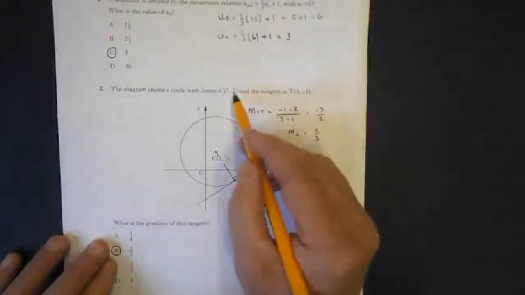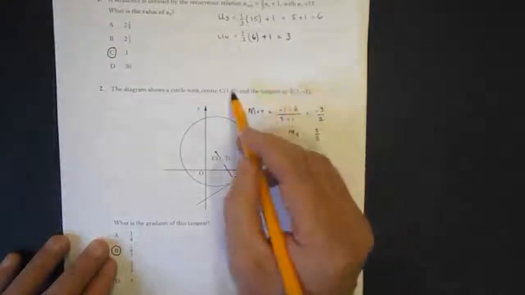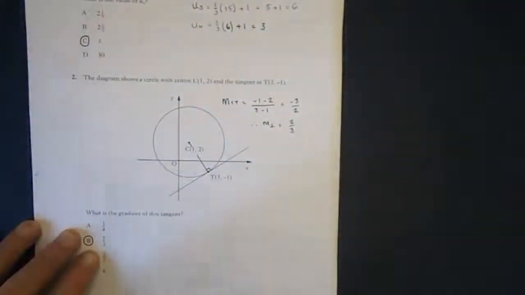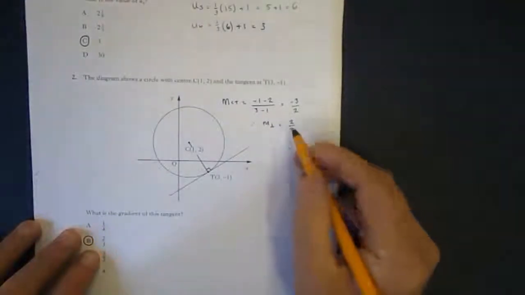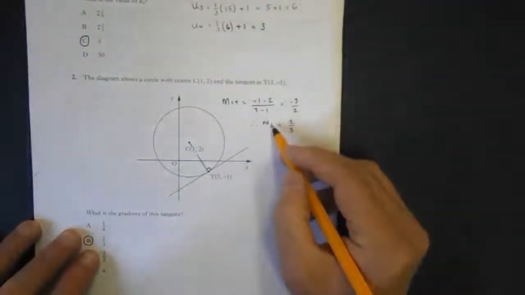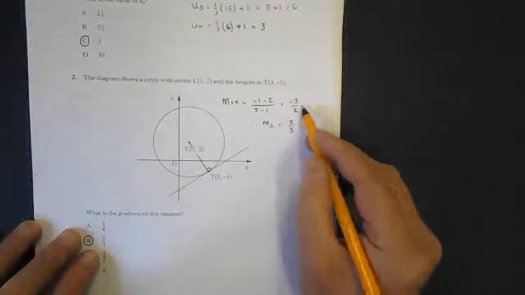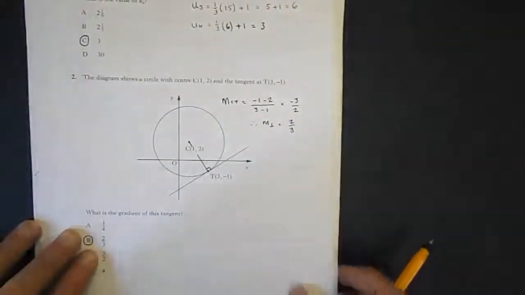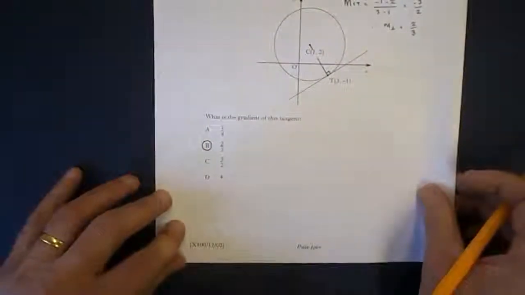Minus 1 take 2 over 3 take 1. Minus 1 take 2 is minus 3. 3 take 1 is 2. Therefore the gradient of the perpendicular is, you swap it round, minus 3 over 2 becomes 2 over 3 and you change the sign from minus to positive, so it's 2 over 3. That's choice B. There we go.